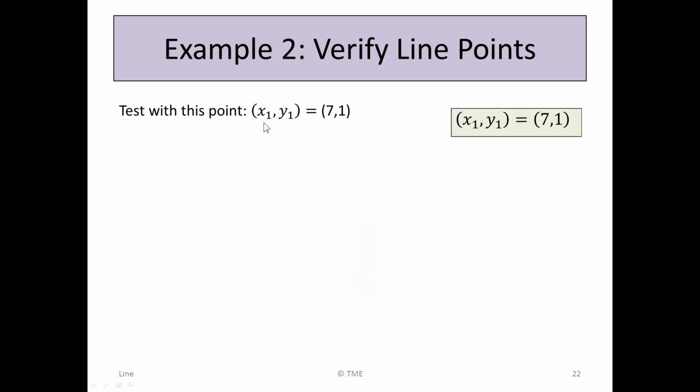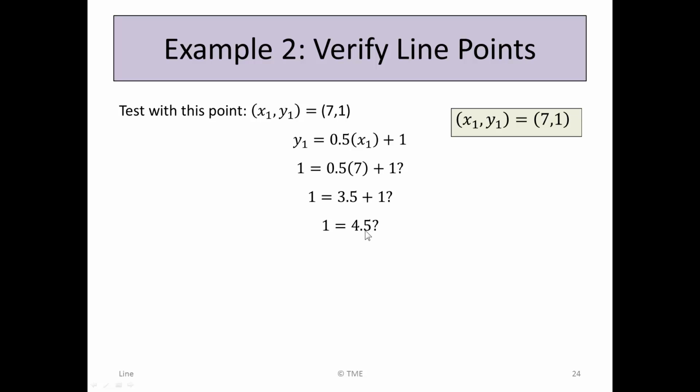Now we'll test with the point x1, y1 is (7, 1). Is (7, 1) on the line? So the same approach, we say y1 is 0.5 x1 plus 1 for the equation, and we plug in the values. Well, we have a question mark. Is 1 here equal to 0.5 times 7 plus 1? Well, half of 7 is 3.5. So is 1 equal to 3.5 plus 1?